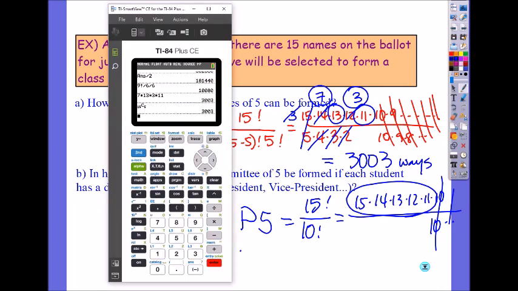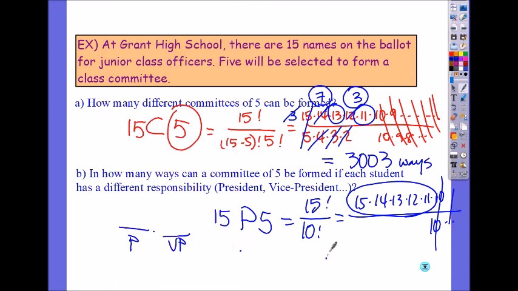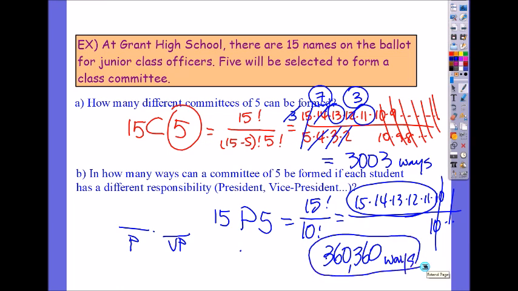Or just plug into the calculator, 15, math, probability, and permutation choosing 5. You get 360,360. 360,360 different committees, right? You get more for permutations.